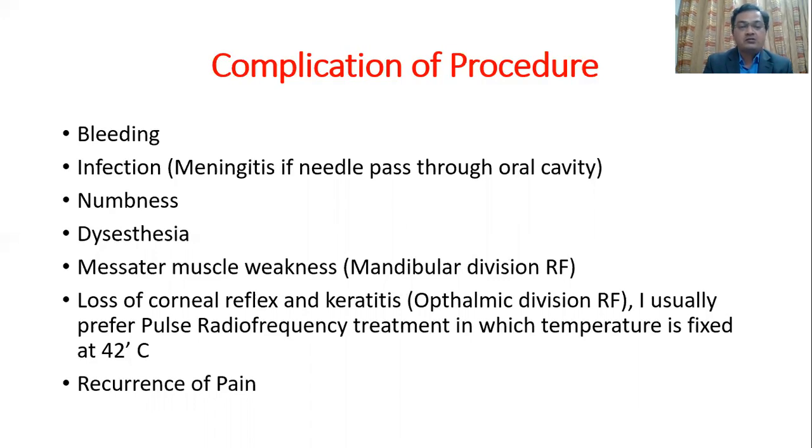Another complication, common for the mandibular nerve division, is masseter muscle weakness, which also recovers over a period of 1 to 2 months. Another complication is loss of corneal reflex and keratitis, which is commonly seen in the ophthalmic division. So routinely for the ophthalmic division, I usually prefer pulse radiofrequency, in which we fix the temperature at 42 degrees Celsius so that damage to the nerve does not occur. And last, most common is recurrence of pain.